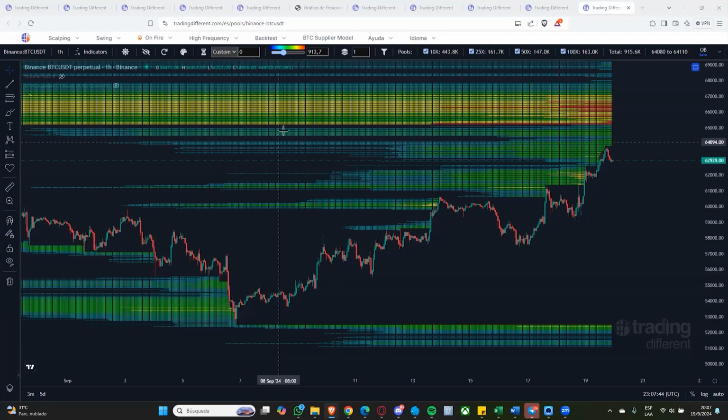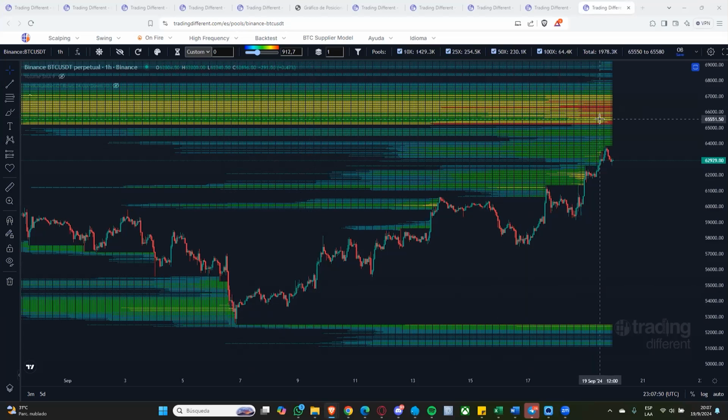Liquidation pools have different colors. These different colors represent a heat map. The red and yellow zones show where most of the liquidity is concentrated. The cooler blue and green zones have less liquidity.